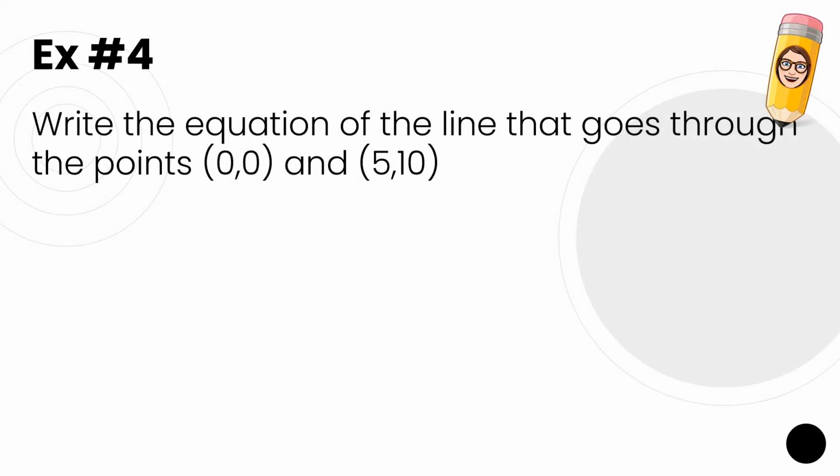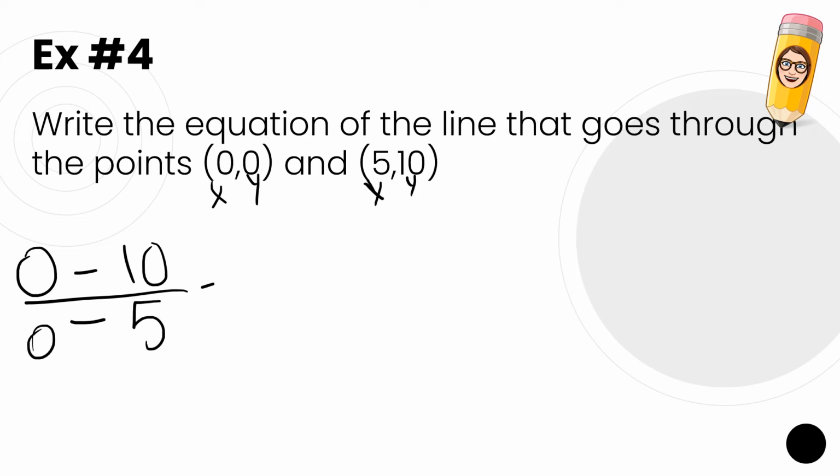Let's try this next one. Change in y over change in x. My y values are 0 and 10. My x values are 0 and 5. 0 subtract 10 is -10. 0 subtract 5 is -5. And I can divide these. A negative divided by a negative is a positive, and 10 divided by 5 is 2.